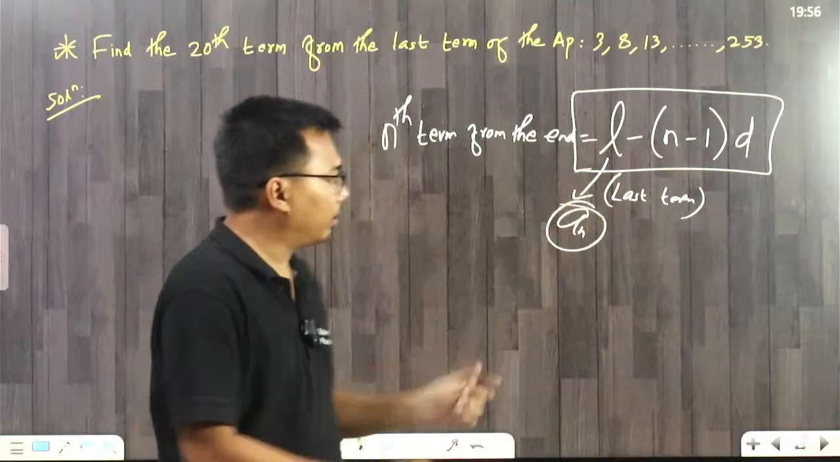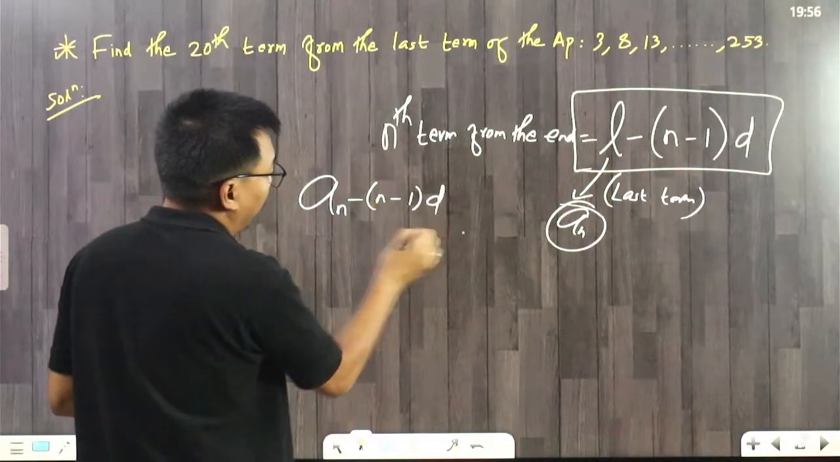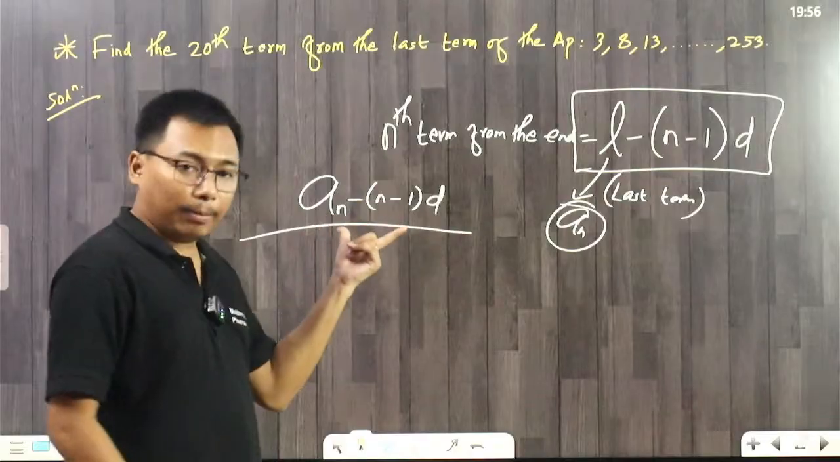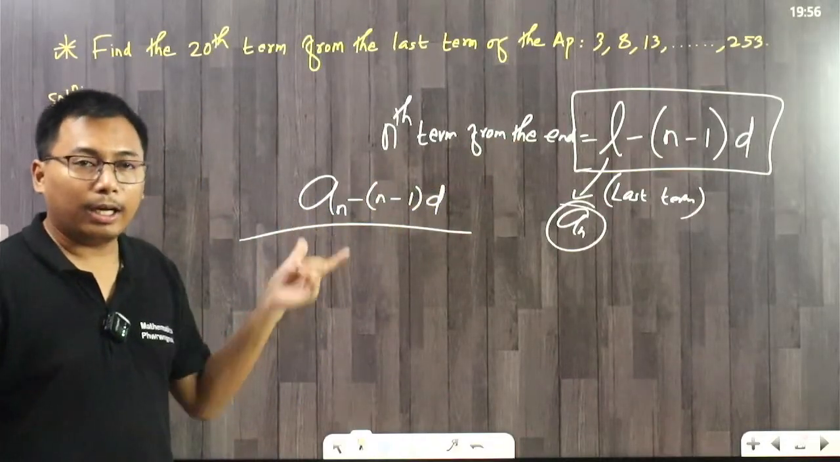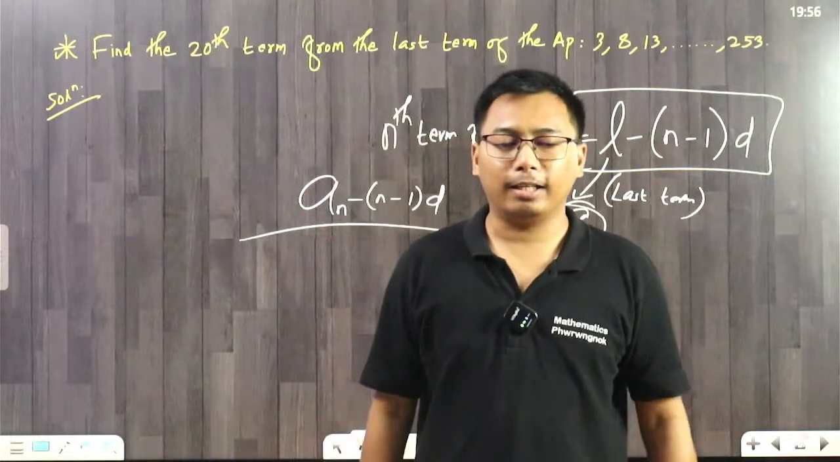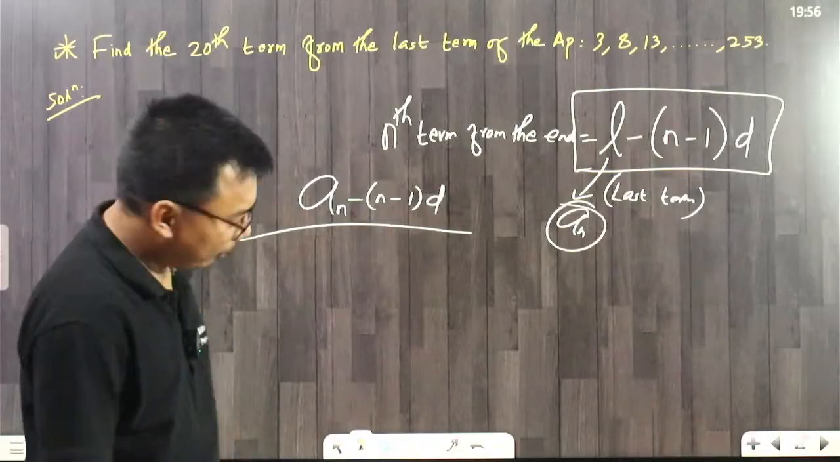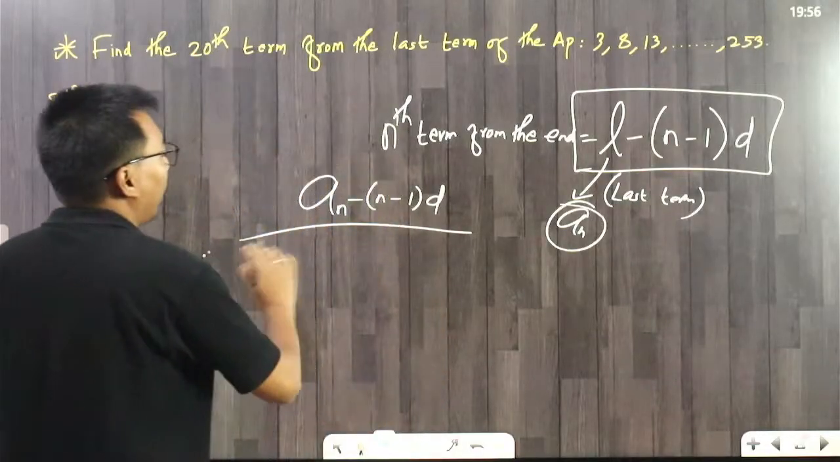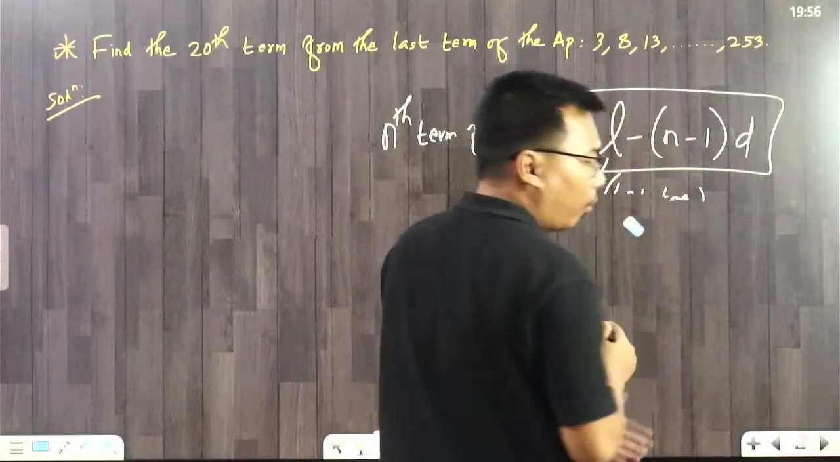Or sometimes they might write it this way. So do not get confused. We may write it this way sometimes. In place of L, I wrote a_n. So do not get confused. Sir taught us L, but in exam we got a_n. Do not get confused, okay? Alright, I hope you wrote it.